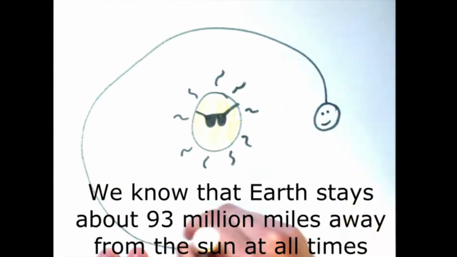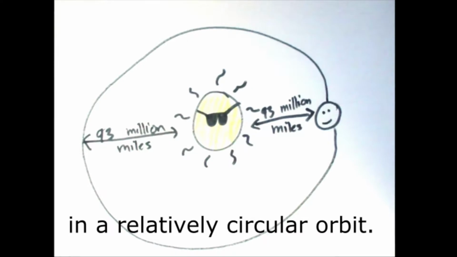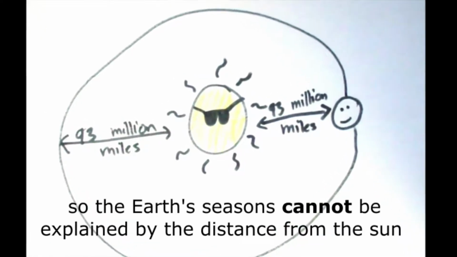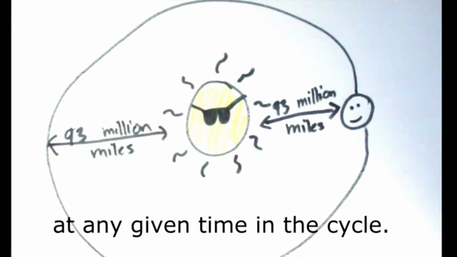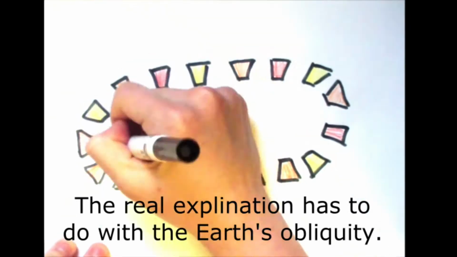We know that Earth stays about 93 million miles away from the Sun at all times, in a relatively circular orbit, so the Earth's seasons cannot be explained by the distance from the Sun at any given time in the cycle. Then how can we explain the obvious cyclic pattern of temperature change on the Earth? The real explanation has to do with the Earth's obliquity.